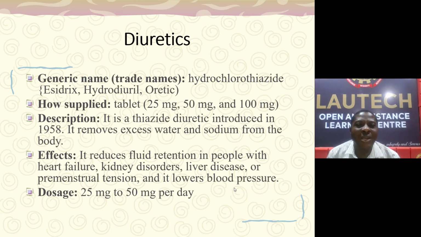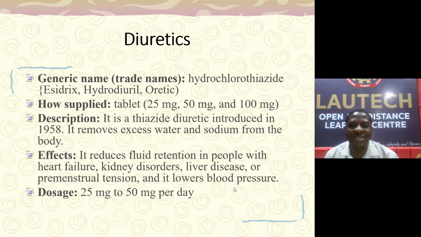Now, I want to look at another example of diuretics. I'm talking about hydrochlorothiazide. The trade names are Esidrix, Hydrodiuril. Then they are being supplied in tablet form, 25 milligram, 50 milligram, and 100 milligram.